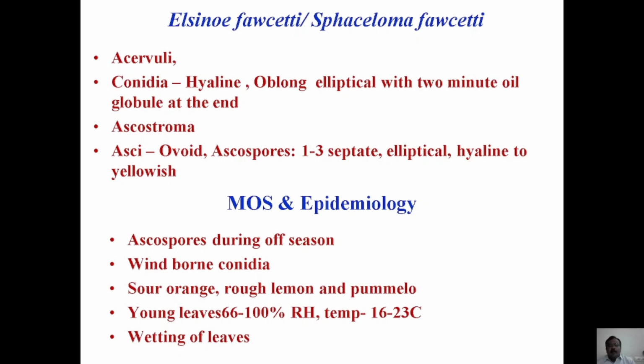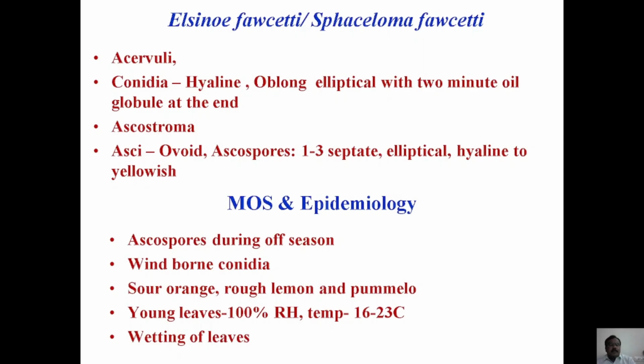Sour orange, rough lemon, as well as the pomelo are highly susceptible to this disease. The young leaves are affected up to 100%. Young leaves are severely affected when 100% relative humidity and a temperature of 16 to 23 degrees are prevailing, and leaf wetness is also responsible for severe infections.